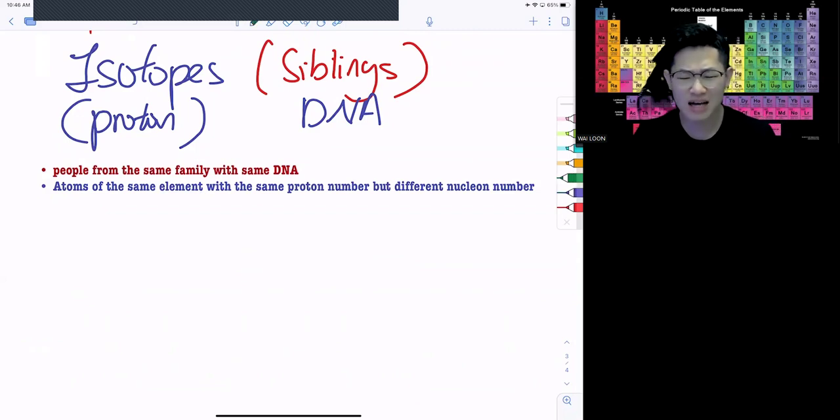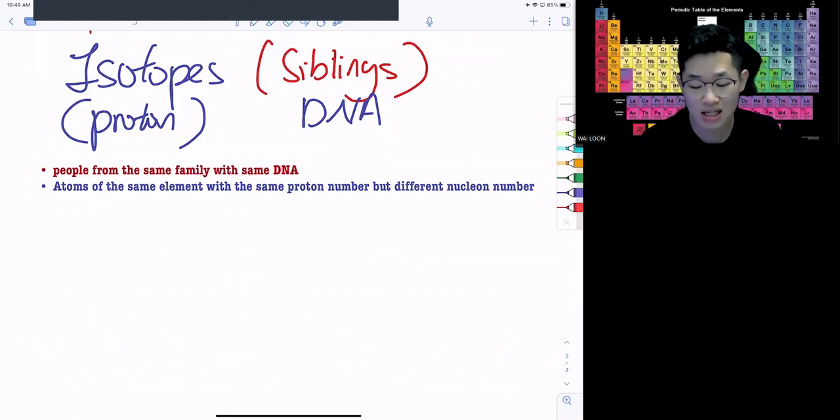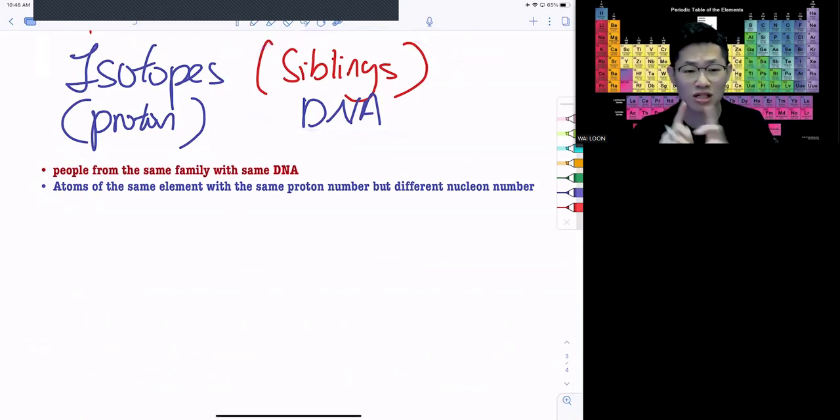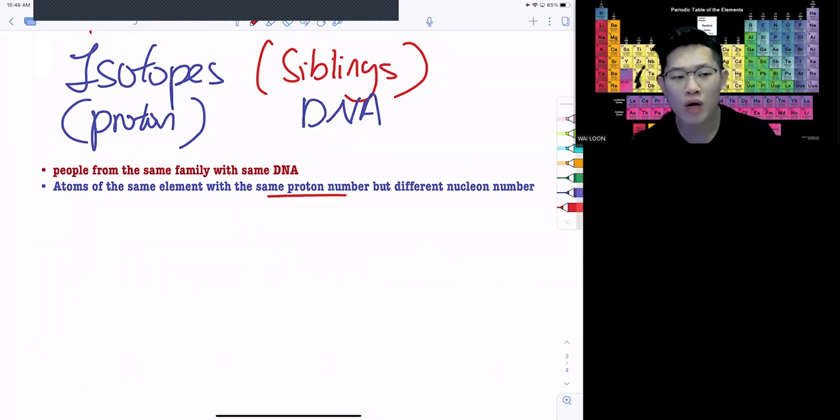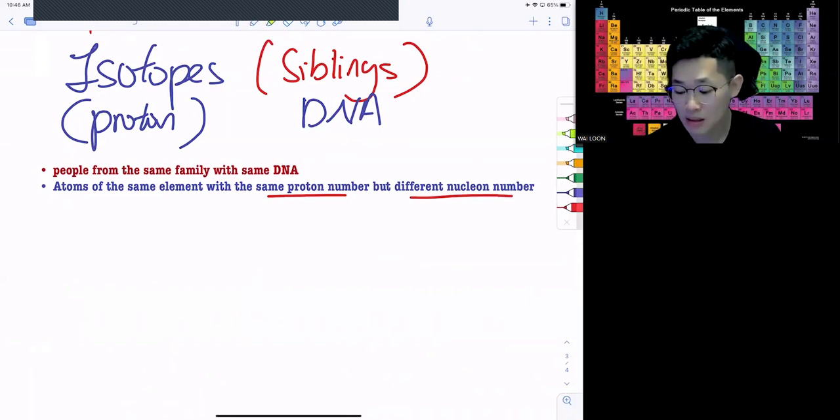So when you're first learning chemistry, there are a lot of these kinds of terms like isotope, element, which make you very confused. But actually, if you can relate it to something in real life, it will be quite easy to understand. And then when you're writing this definition, please be very careful. Same proton number must always come together with different nucleon number.